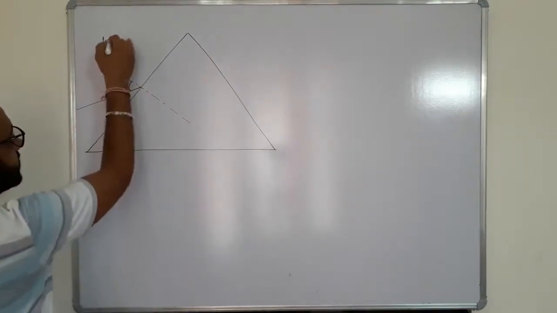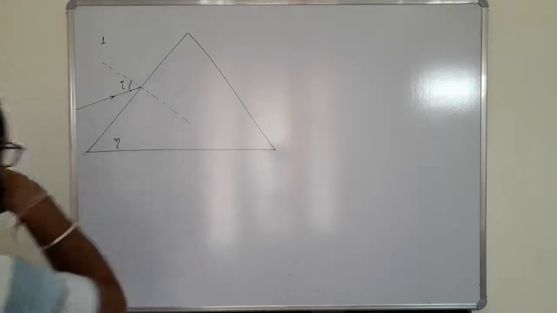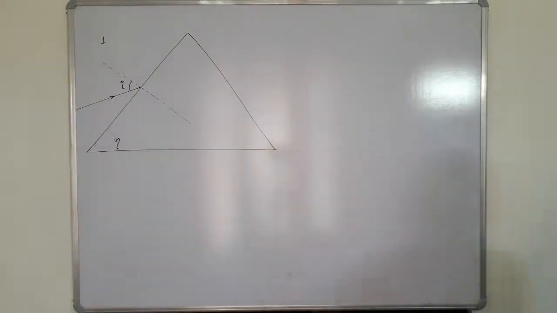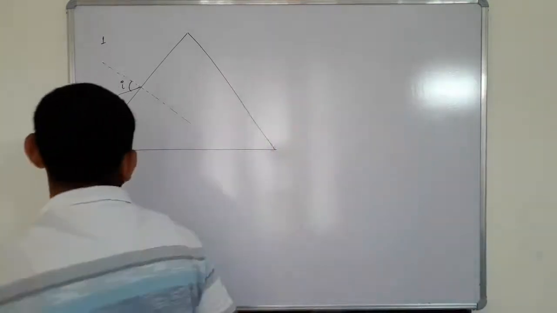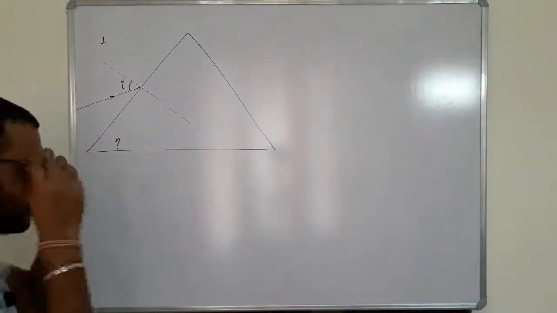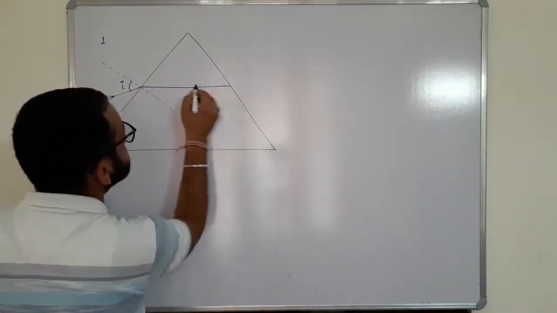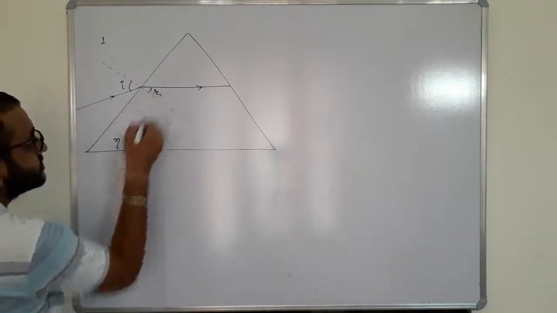Suppose the surrounding medium has refractive index 1 and this prism has a refractive index of mu. After refraction, this is the rarer medium and this is the denser medium. We know that if the ray goes from rarer medium to denser medium, it will bend towards the normal. So it will bend towards the normal like this, and suppose this angle is R1.